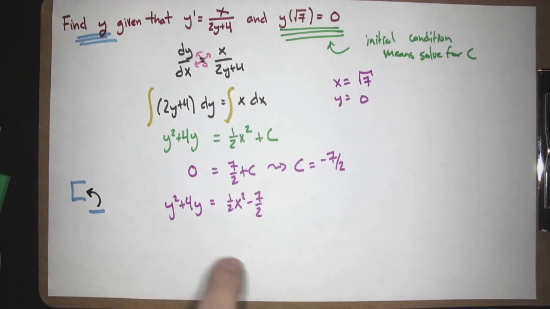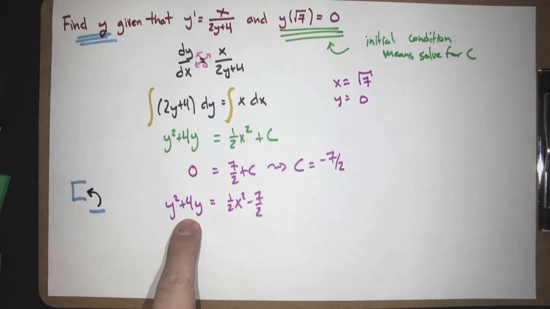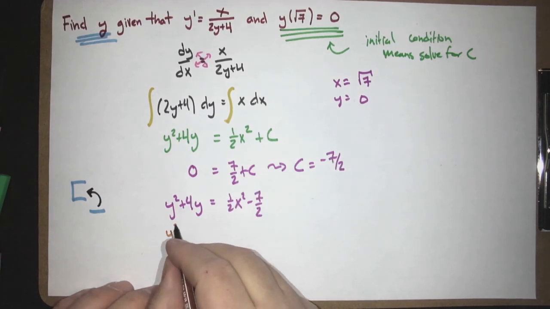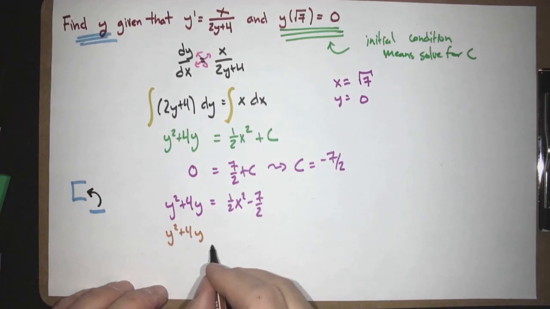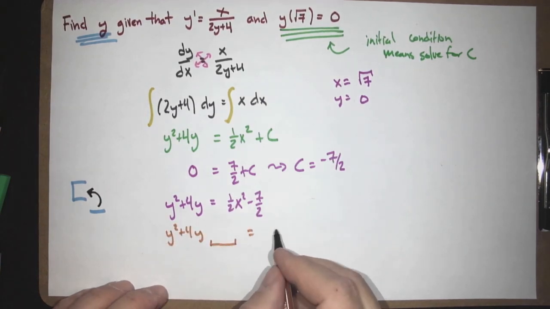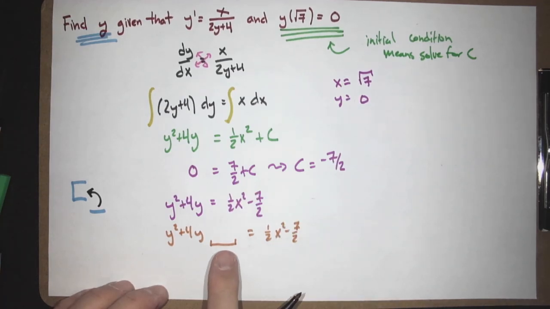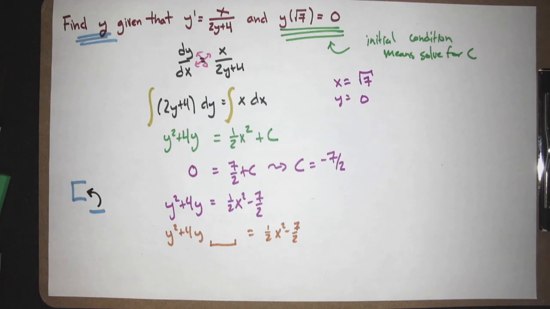Well, in other words, it would be really cool if we could write that thing as something squared. Because then there'd just be 1 y on the inside. And 1 y is a really nice thing for us. So we'll write down y squared plus 4y, and then we're going to have a suspicious gap here, equals 1/2 x squared minus 7/2. The question is, what do you put in here to complete the square?